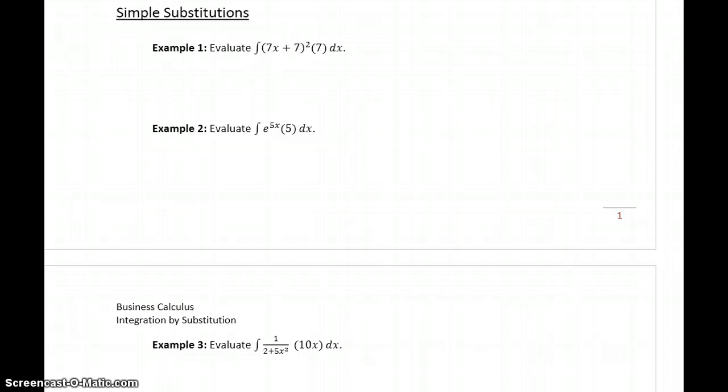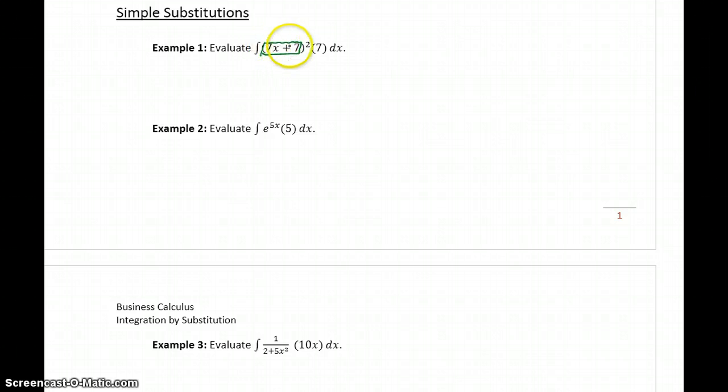Now, when I say simple substitution, I don't mean that these problems are going to be easy. Usually integration by substitution takes a little while to catch on to. It can be a tough concept. What I mean by simple substitution is we're going to get substitutions that swap out nicely for everything in our problem, versus some later examples will be a little bit trickier to come up with.